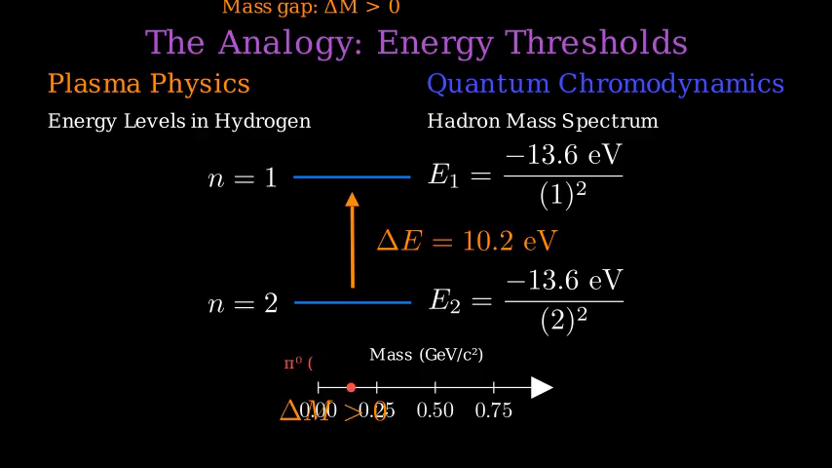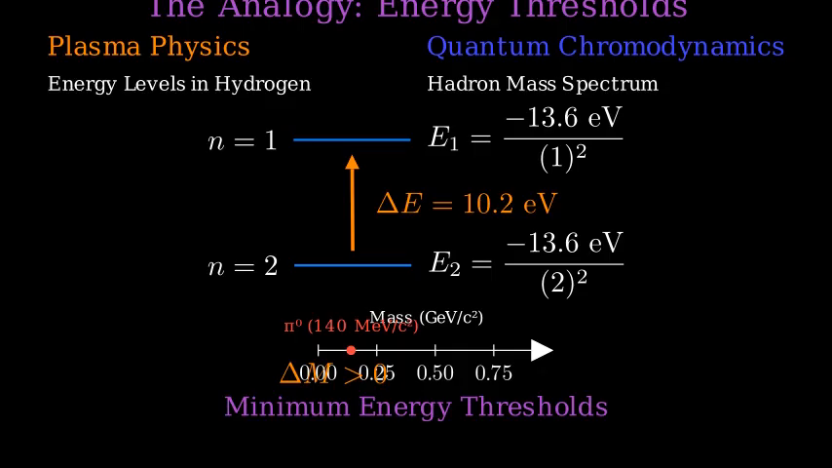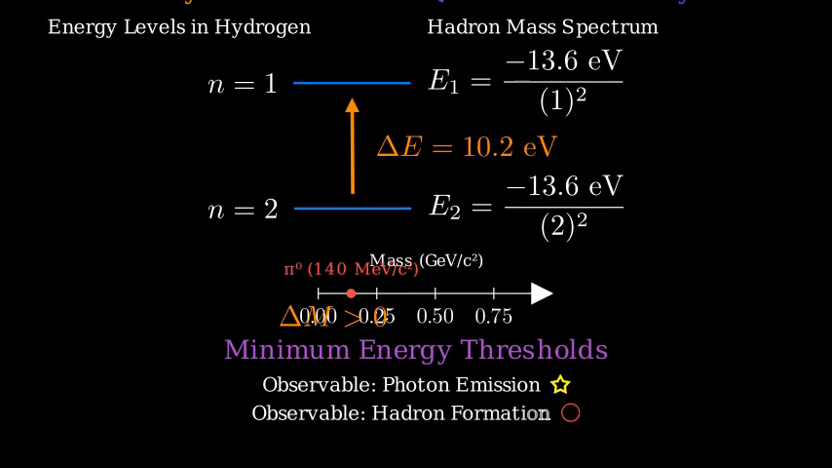In both cases, we're looking at a minimum energy threshold that must be exceeded for a new observable phenomenon to occur. In plasma, this observable is the emission of a photon at a specific wavelength. In QCD, it's the formation of a hadron or glueball with at least the minimum mass. Despite the vastly different energy scales and underlying physics, the conceptual structure is remarkably similar.